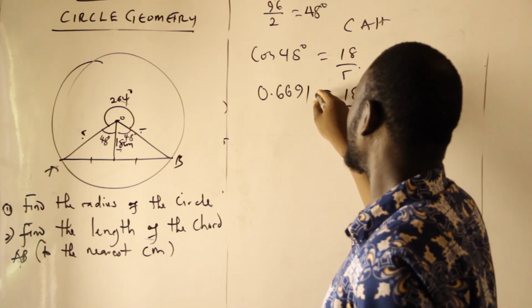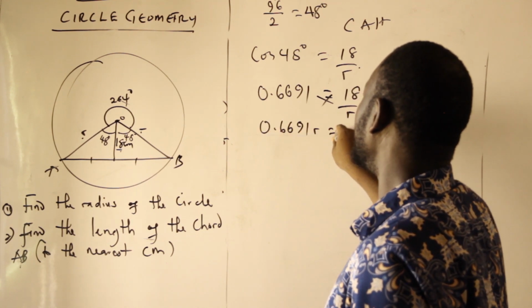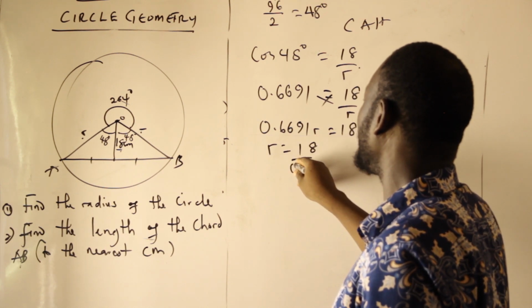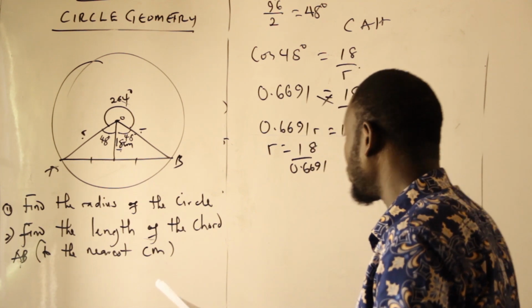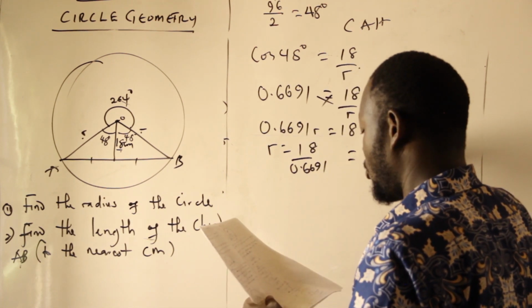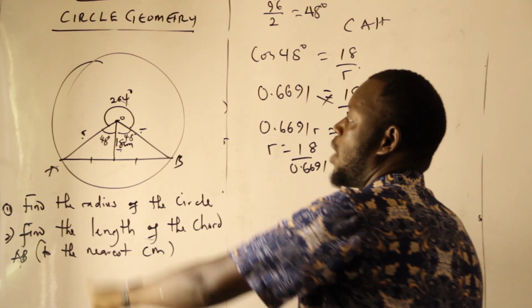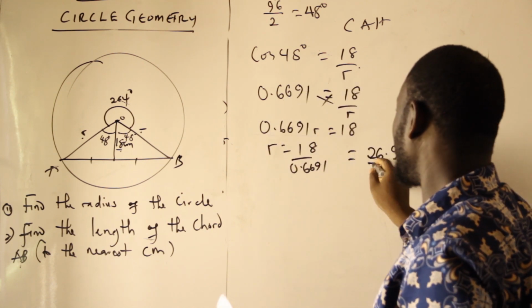So if we cross multiply, I will have 0.6691 R is equal to 18. Then my R will be 18 over 0.6691, which is equal to, from calculator, 26.9 centimeter. That is our R. Our R is 26.9 centimeter. So we have gotten our R.